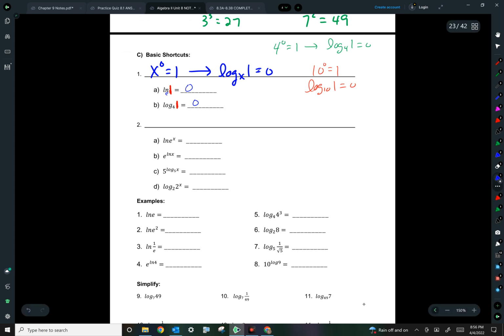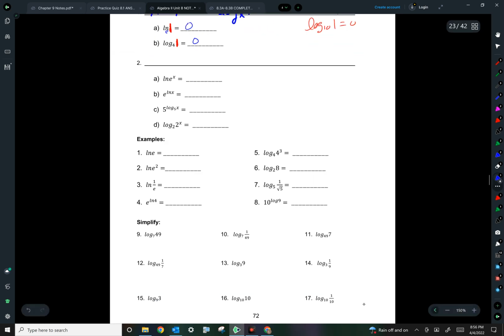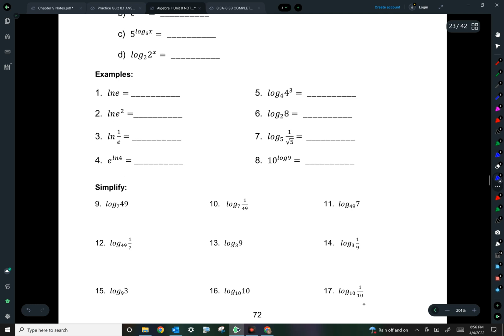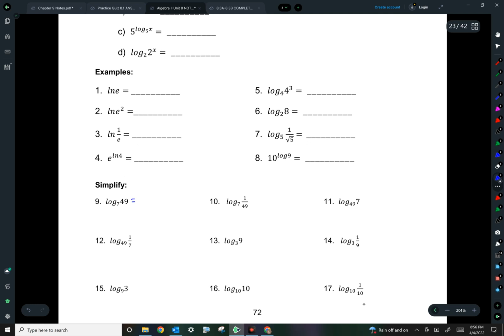So we'll come back to the shortcuts in just a second. If I look down here at some of my examples, look at number 9. If I know that a logarithm equals an exponent, I'm trying to simplify it. In other words, I'm trying to figure out what this equals. Remember, a logarithm equals an exponent. So what this is really saying is 7 to what exponent equals 49? Wouldn't the exponent have to be a 2?